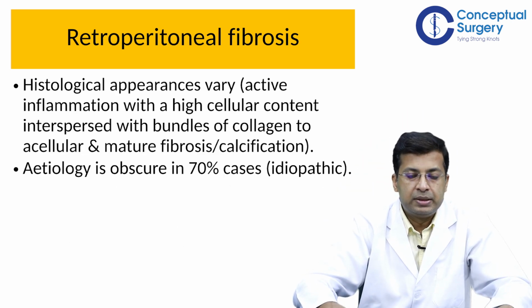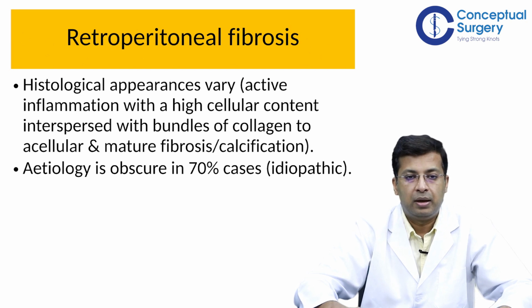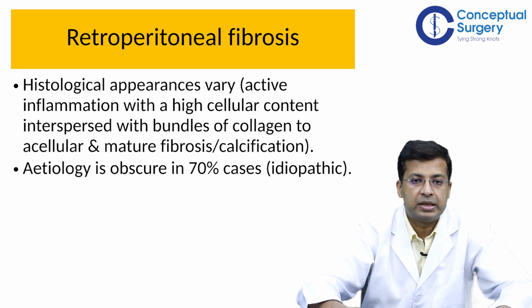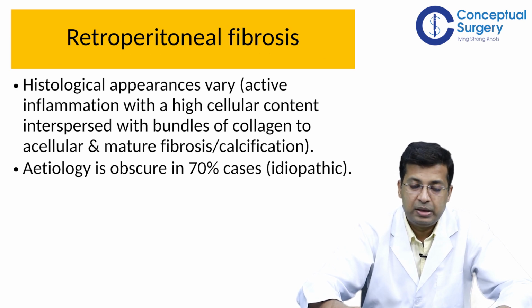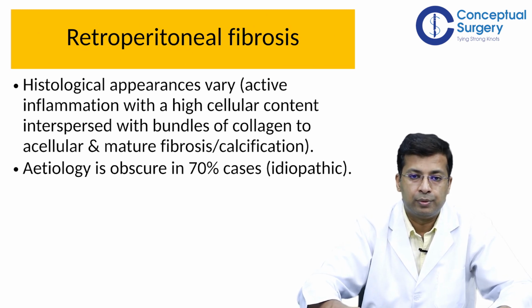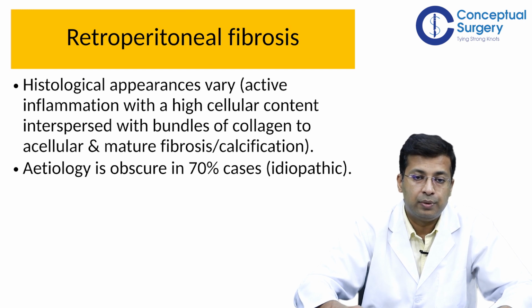The histological appearance on biopsy may vary from active inflammation with a very high cellular content to a totally fibrotic presentation with bundles of collagen and acellular and mature fibrosis. In fact, many of these patients may actually have elements of calcification interspersed with fibrosis in the plaques in the retroperitoneum. Most of the cases are idiopathic in origin, and there is no actual cause found in these patients.